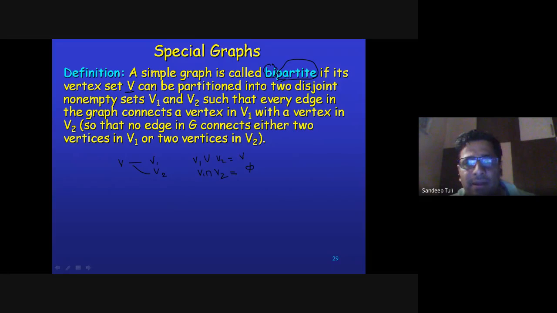A simple graph is called bipartite if its vertex set can be partitioned into two disjoint sets, disjoint meaning the intersection is phi, non-empty sets V1 and V2. They should also be non-empty, at least one vertex in both sets. Otherwise there are not two parts; if one is empty, only one part remains and V equals V1. Such that every edge in the graph connects a vertex in V1 with a vertex in V2. Whatever edge is in the graph connects some vertex of V1 to some vertex of V2. It will never connect a vertex of V1 to V1 itself. So the connection will always be between V1 and V2.